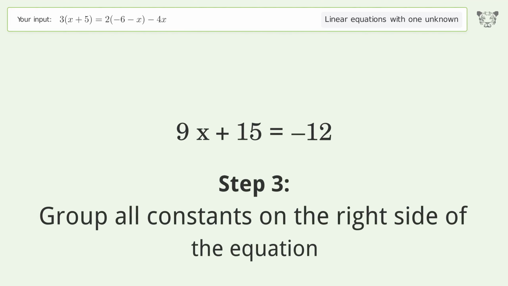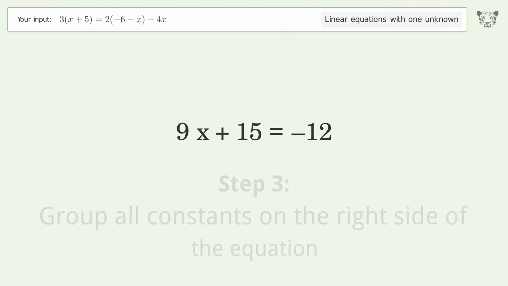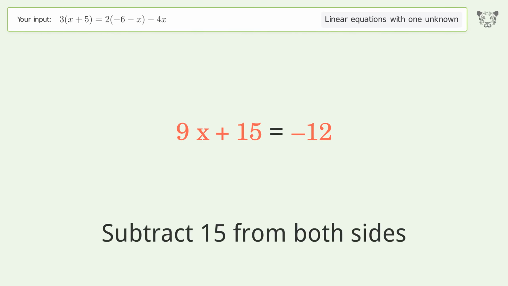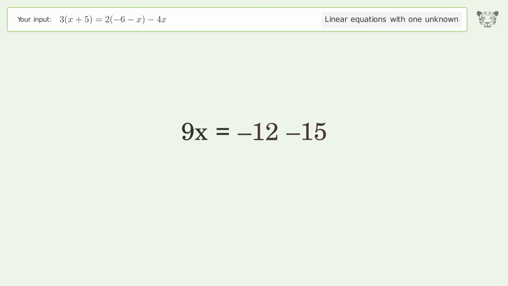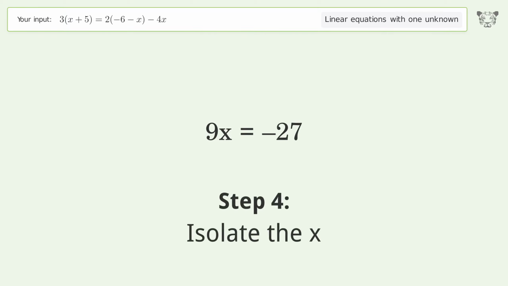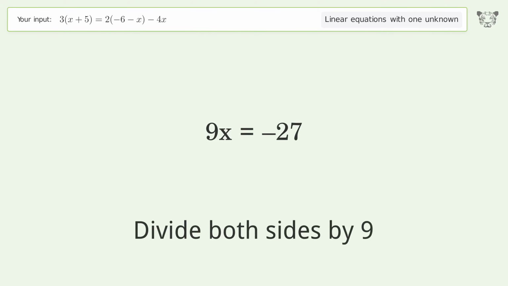Group all constants on the right side of the equation. Subtract 15 from both sides. Simplify the arithmetic. Isolate the x. Divide both sides by 9.